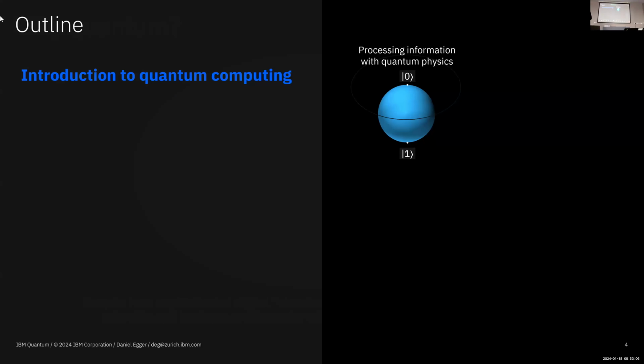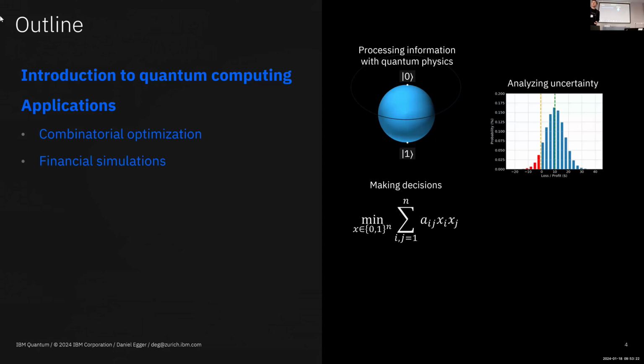So before I get into the talk, I want to give you a bit of an outline of what I will show today. The first off is I want to give a brief introduction to quantum computing, how it works, what principles it relies upon, just to bring everybody up to the same page. And then I want to talk a bit about the applications of quantum computing. And so here you might think that, of course, if the computer is quantum, you can easily simulate, let's say, quantum systems. So that's an obvious application.